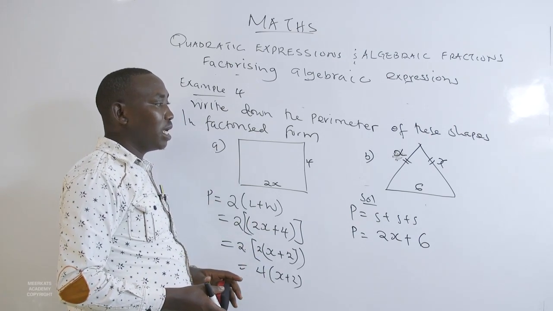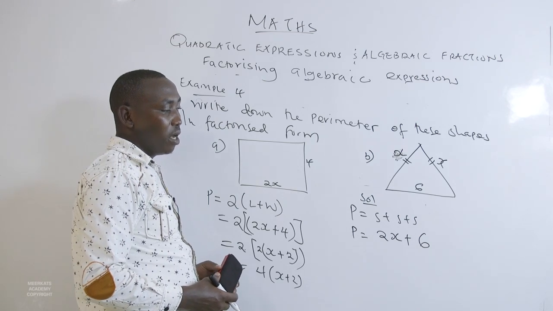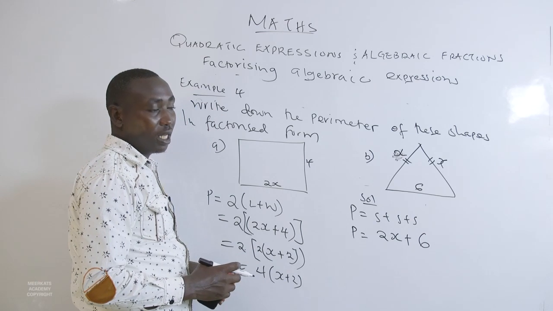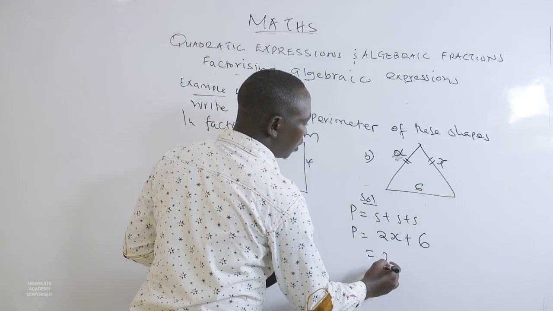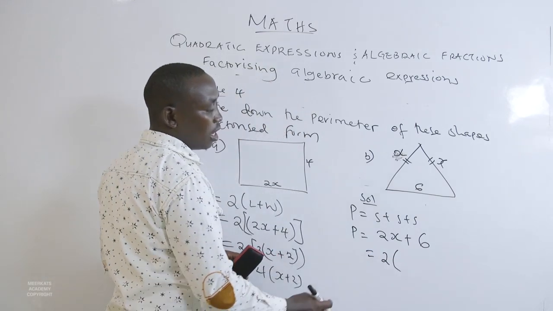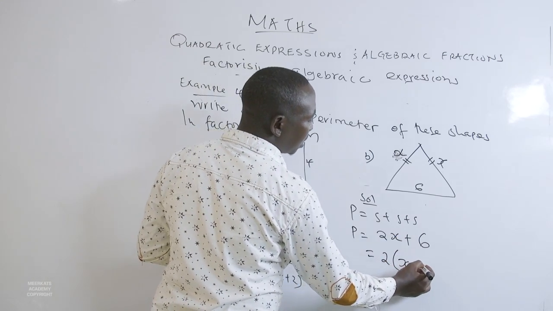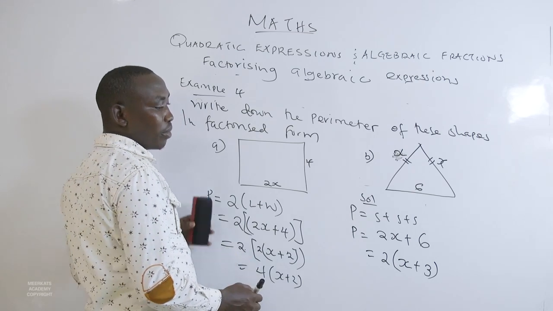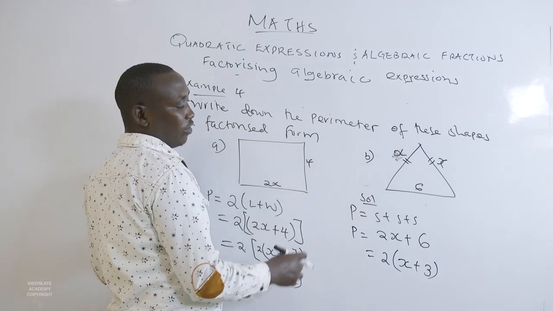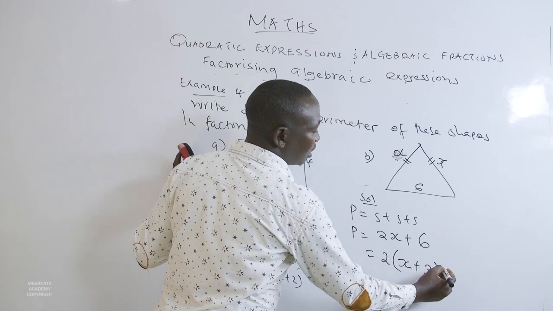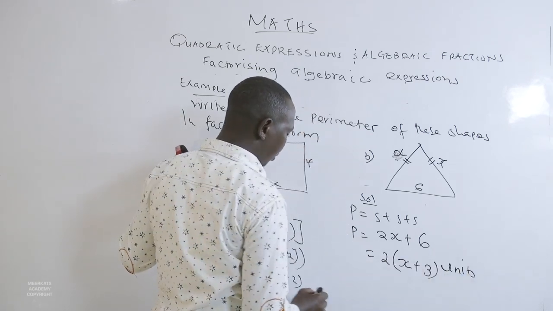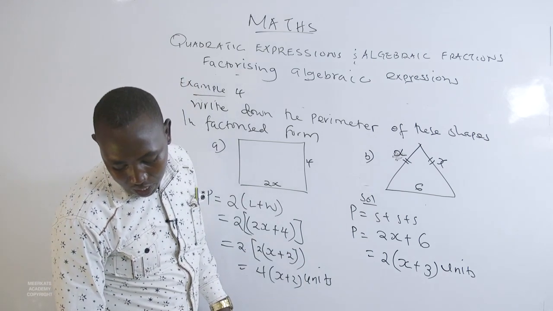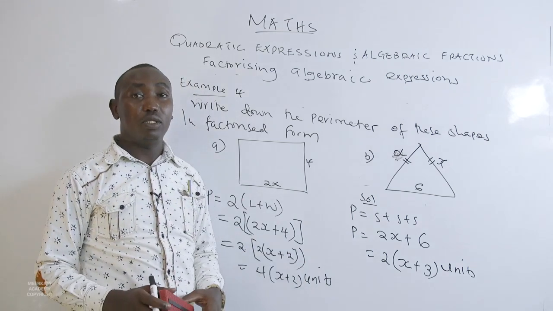So the question requires us to write it in factorized form. So we see there is a highest common factor between 2x and 6, and that is 2. So the perimeter is going to be 2 into, 2 goes into 2x, x times, 2 goes into 6, 3 times. Therefore, we can say that the perimeter of this figure is 2 into x plus 3 units. Also, this is units because we were not given the measurements.